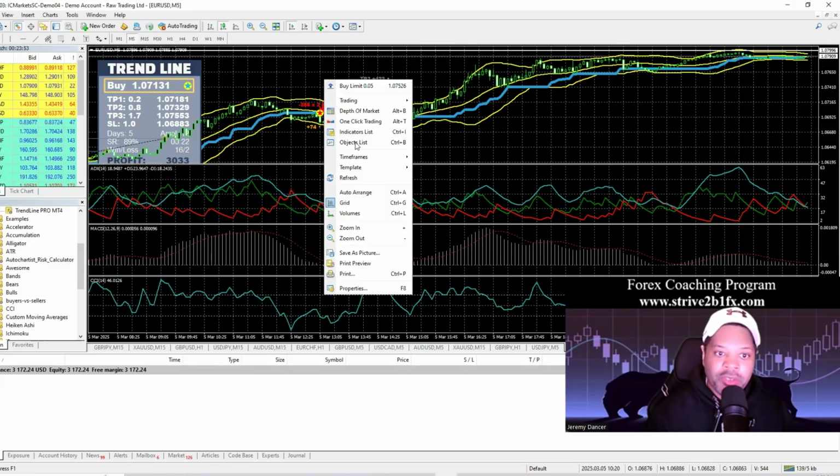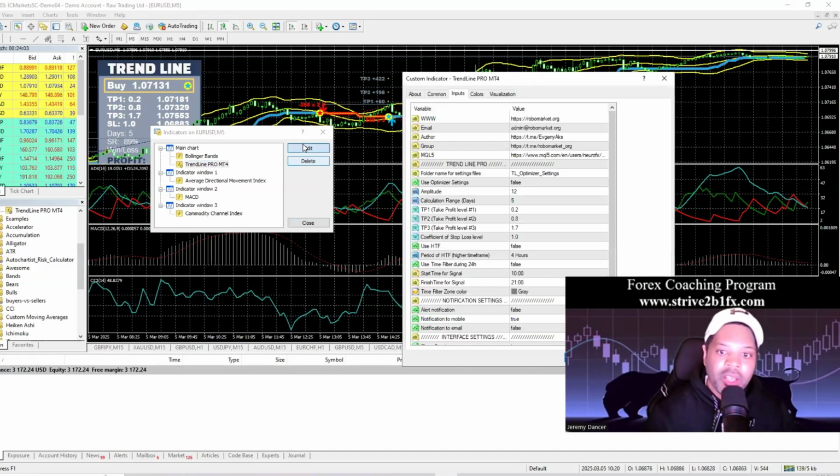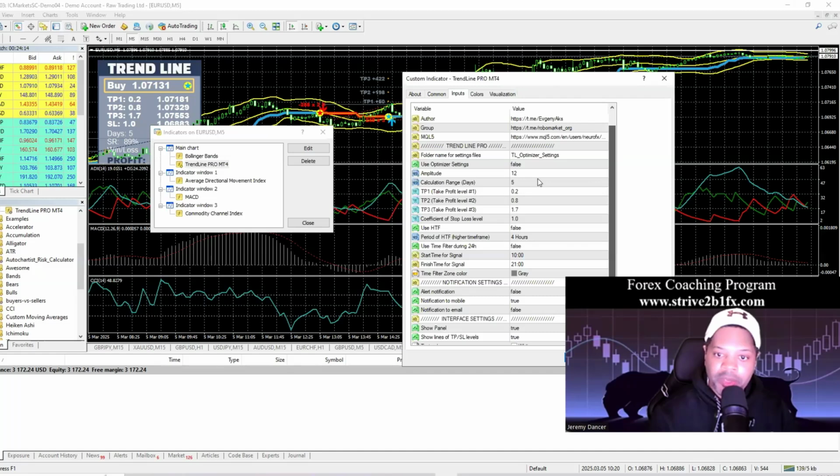So if you go to your indicators list and you click on edit, the only edit that I make is I change the calculation period. So I leave everything as it is by default. But this right here is what I change. The default setting is 150 days. And I just think that's too much information.